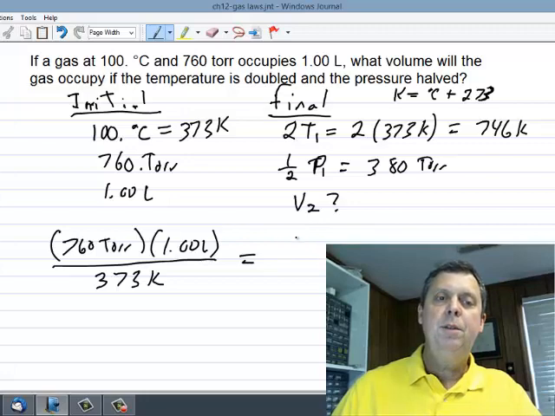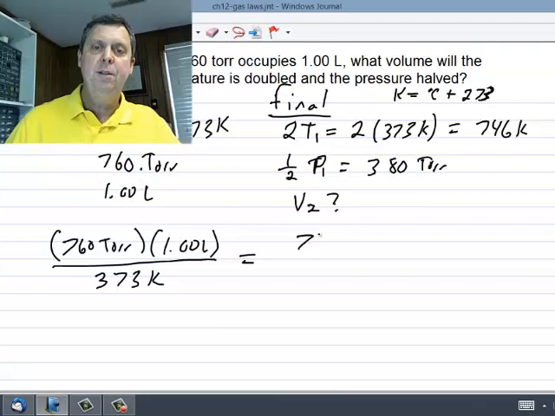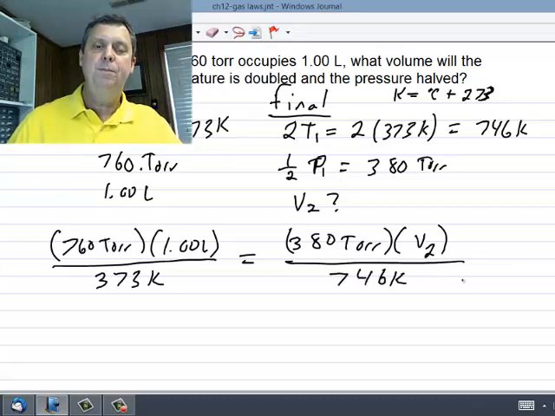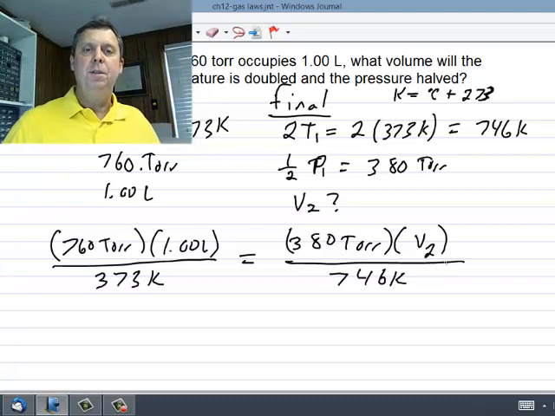Equals P2, our final pressure, which we figured out is 380 torr. V2, our final volume, we don't know. We're trying to figure that out. And over T2, our final temperature, is just going to be 746 Kelvin. And now we just solve for V2.